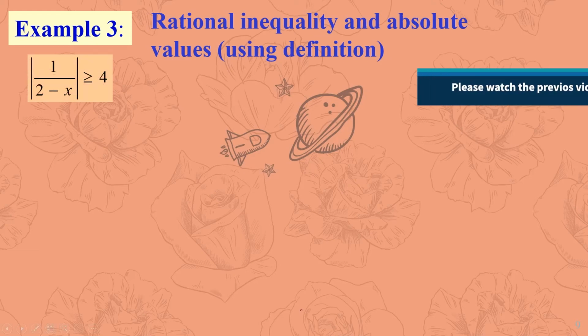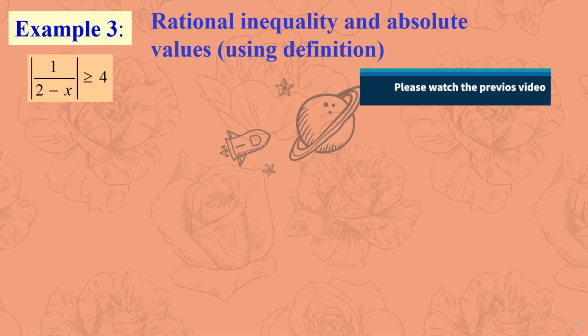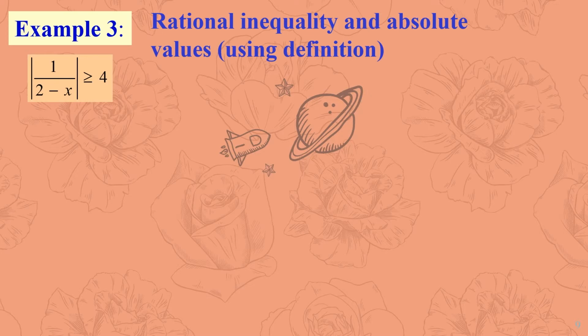Okay, just now we had a look at the linear absolute equation, and then the quadratic equation, absolute values equation. So now we are looking at the tougher question, which is rational inequality and absolute values. Okay, so given to us 1 over 2 minus x is greater than or equal to 4.